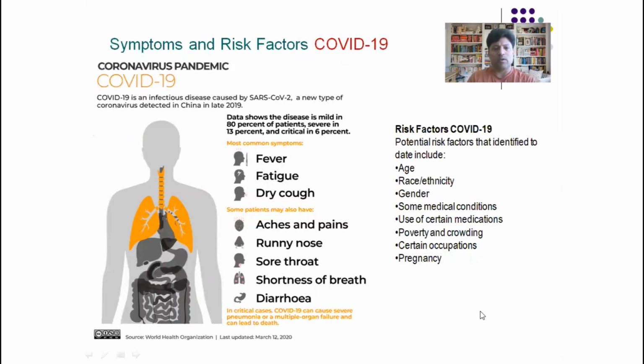Now we are going to discuss the symptoms and syndromes of COVID-19. Fever, fatigue, and dry cough are the major symptoms of this disease, whereas the other syndromes associated with COVID-19 are body ache, pain, runny nose, sore throat, shortness of breath, and diarrhea.